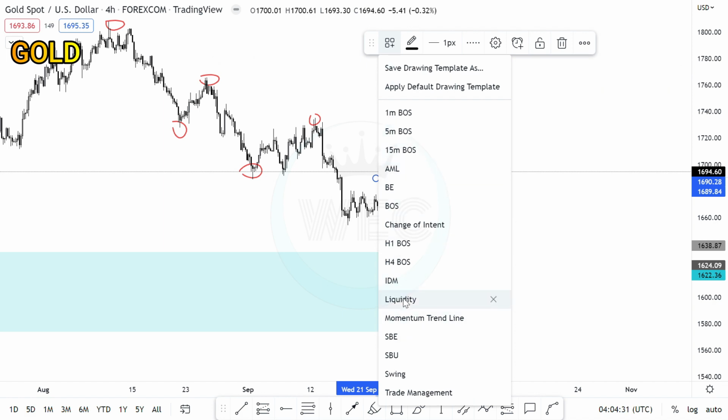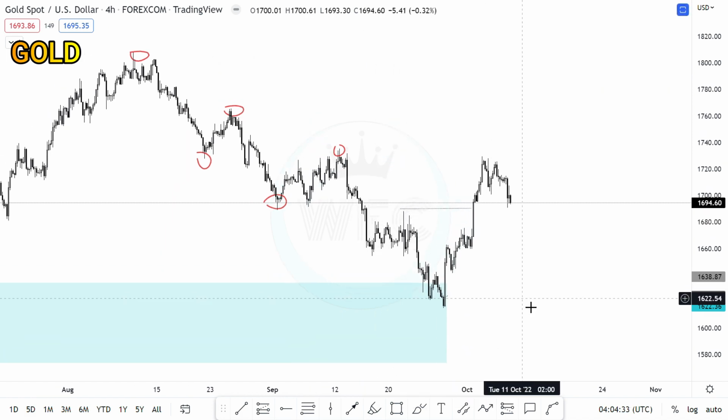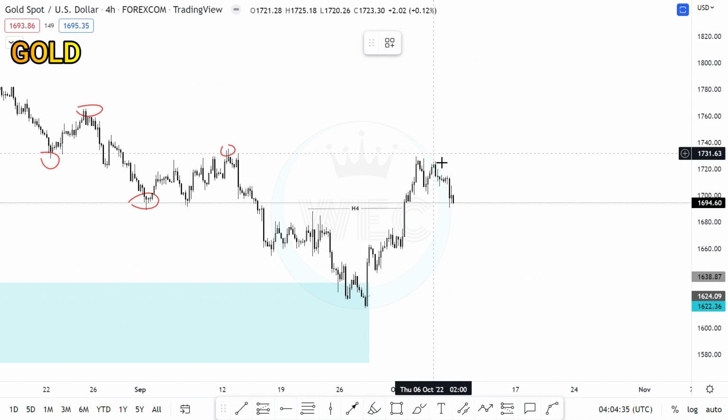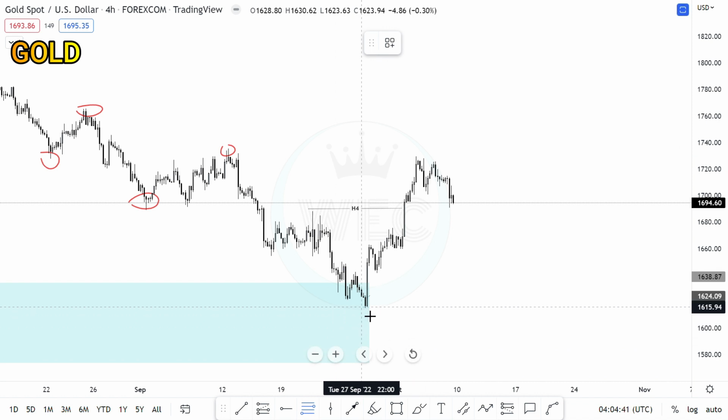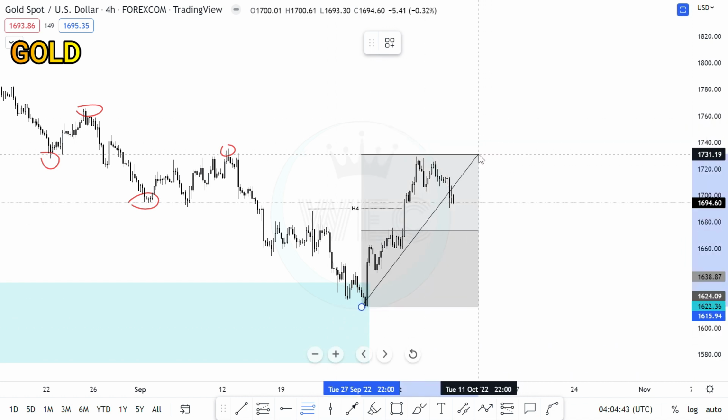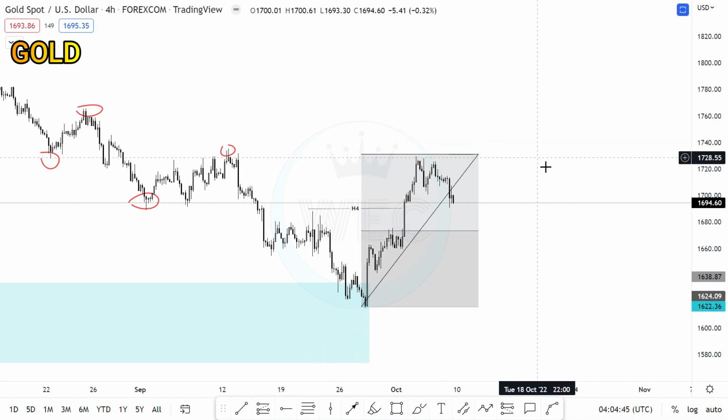Okay, H4 BOS. Good. So now that we've been able to identify this structural leg of H4, we can now start looking for our point of interest, right? So I'll take my Fibonacci and I'll extend it from the low to the high. The reason why I'm doing this is we have so many points of interest right in here, okay? But we need to look at those that are within discounted zones. Discounted because price is bullish, okay, within this particular time frame.